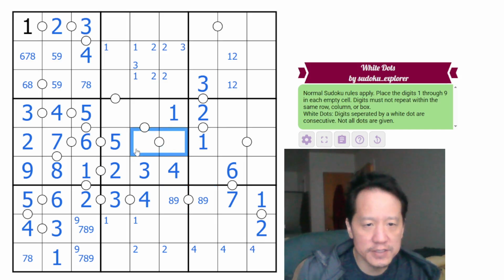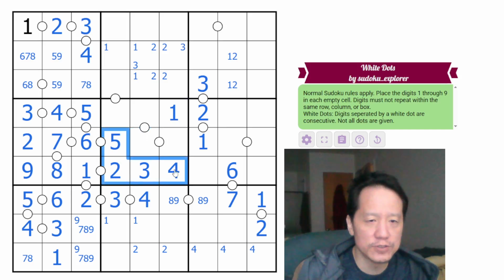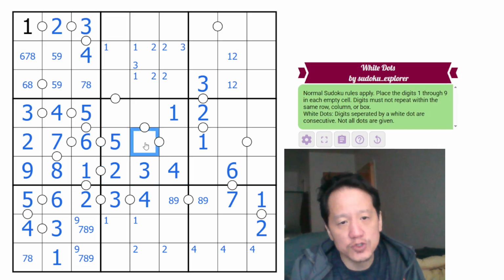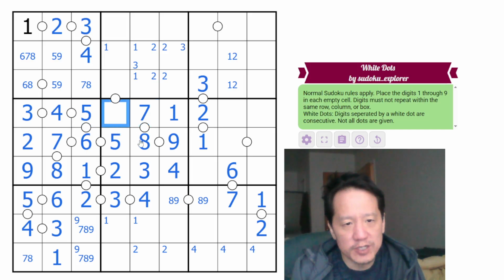Remaining digits. This can't be 6. This can't be 7 either. And we already are limited for 1, 2, 3, 4, 5, so this must be 8 and 9. And 9 can only be next to one consecutive digit, so this can't be 9. So this is 9, which makes that 8, which makes that 7. This must be 6 then.